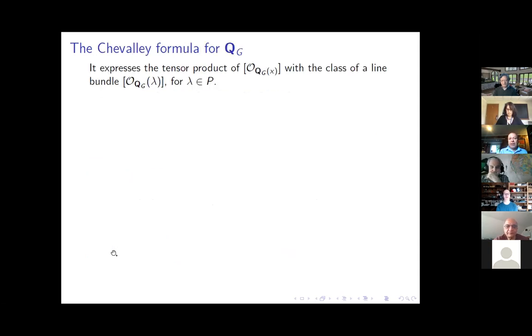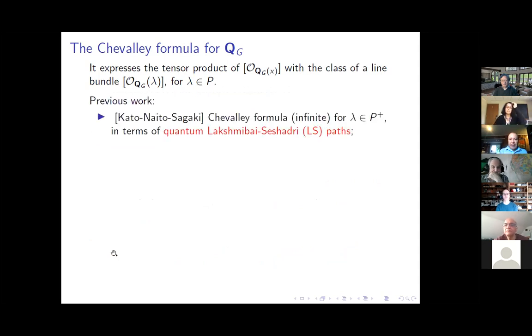So now the Chevalley formula is very similar to the finite one. It will express the tensor product of an arbitrary Schubert class with the class of a line bundle, which corresponds to a finite type weight lambda. So there's been previous work here.